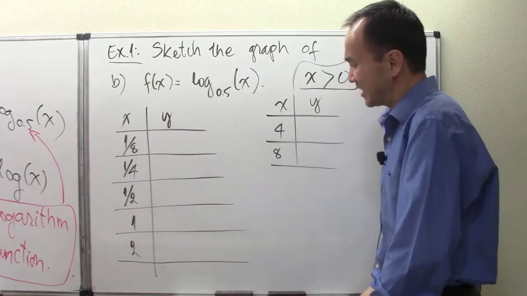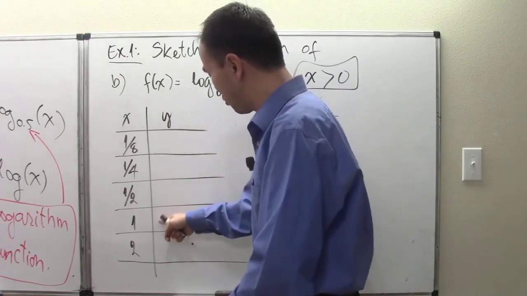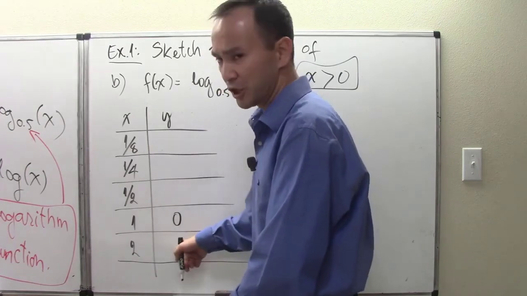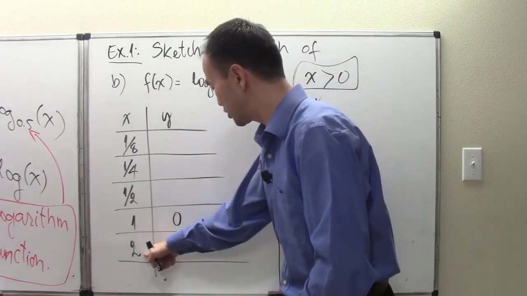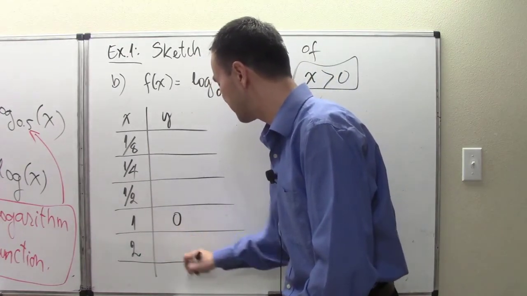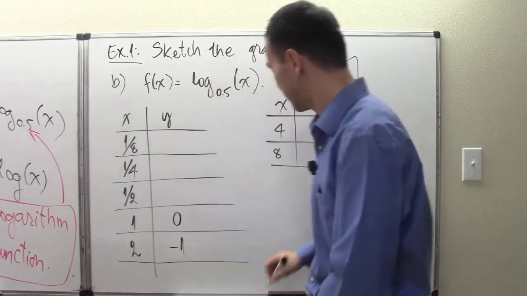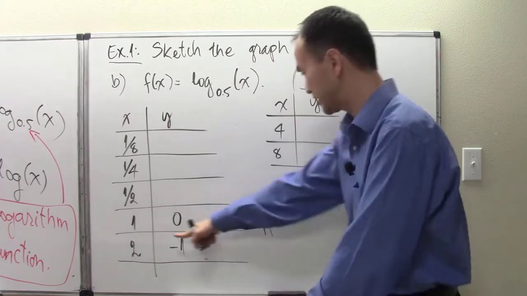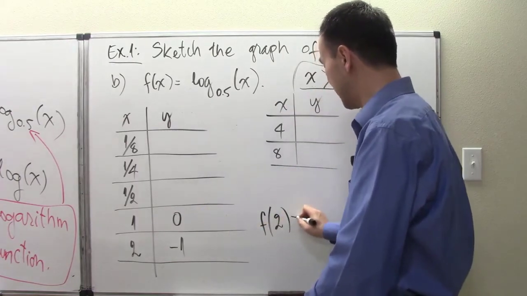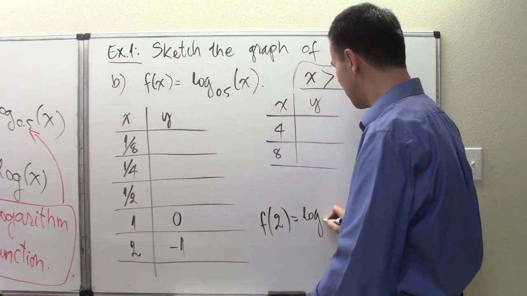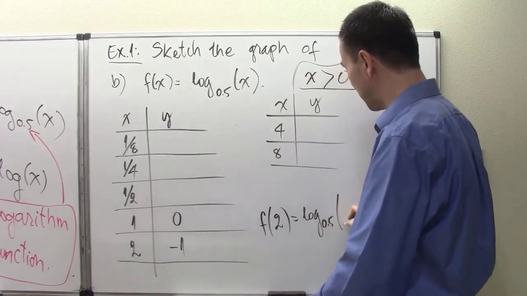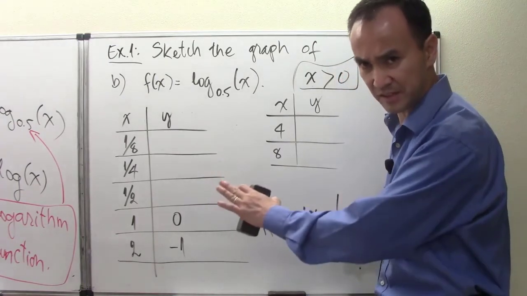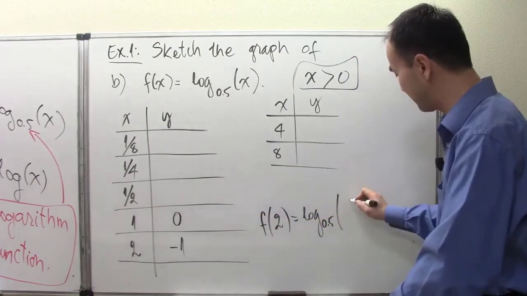Now when x equals 1, we come out with an output of 0. When x equals 2, we come out with an output of -1. This is f of 2. That is log base 0.5 of 2, and by the way, base 0.5 is 1/2. So log base 1/2 of 2.